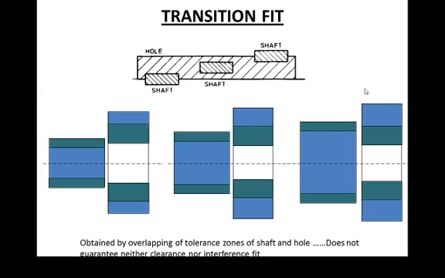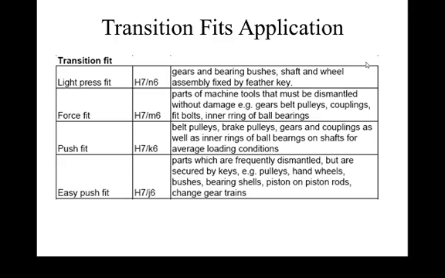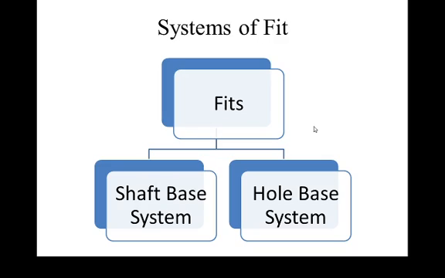Now this is a hole based system, hole dimensions are fixed and shaft dimensions will vary. Here it is the minimum diameter of shaft and maximum diameter of shaft, and this is the minimum diameter of hole and maximum diameter of hole. Therefore, one of the clearances will be negative here. In case of a transition fit, when one of the clearances is negative, that type of fit is called a transition fit. These are some standard designations of the transition fits.